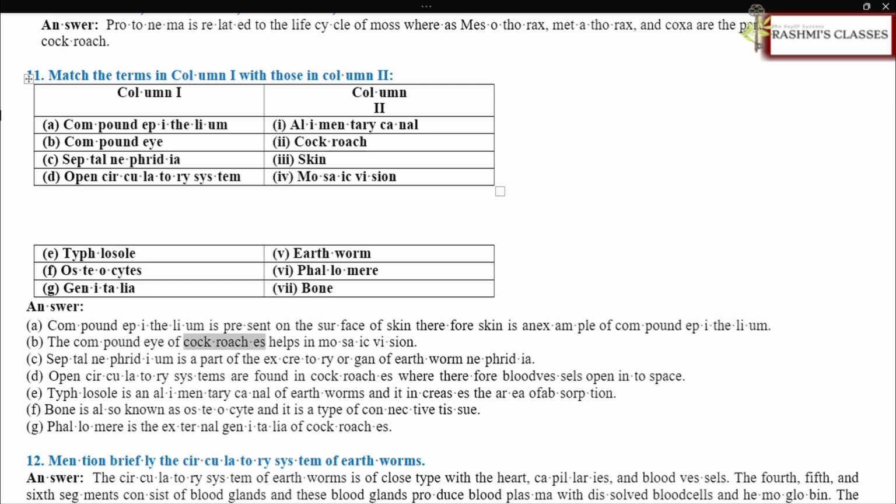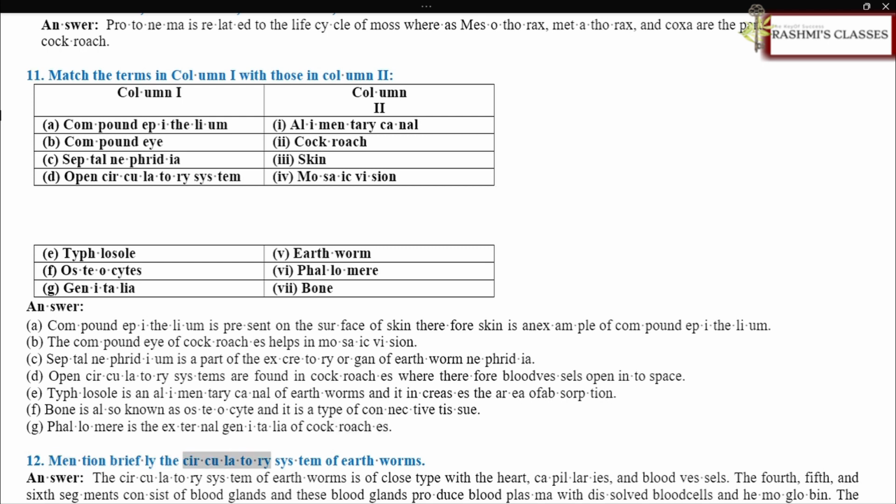The compound eye of cockroaches helps in mosaic vision. Septal nephridium is a part of the excretory organ of earthworm nephridia. Open circulatory systems are found in cockroaches, where blood vessels open into space. Typhlosole is part of the alimentary canal of earthworms, and it increases the area of absorption. Bone is made of osteocytes, and it is a type of connective tissue. Phallomere is the external genitalia of cockroaches.